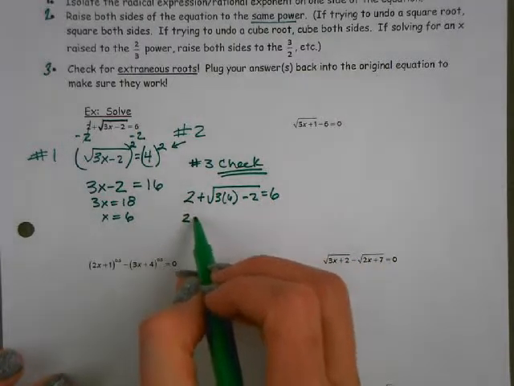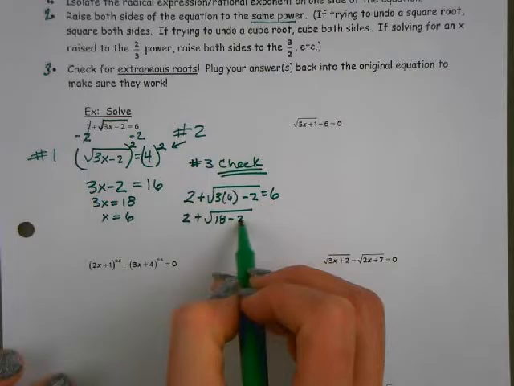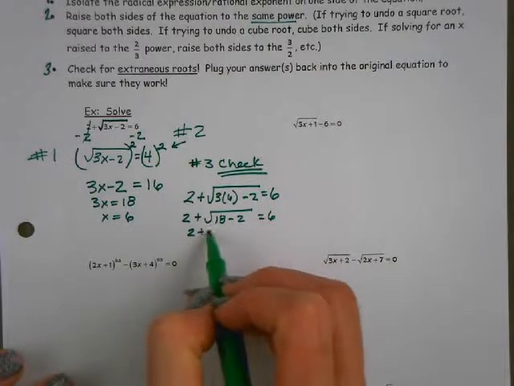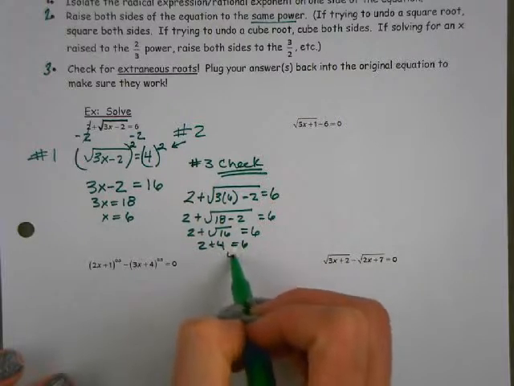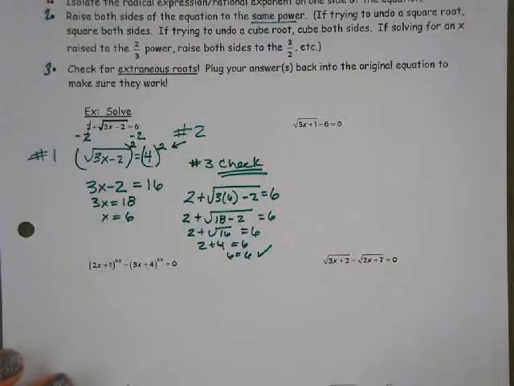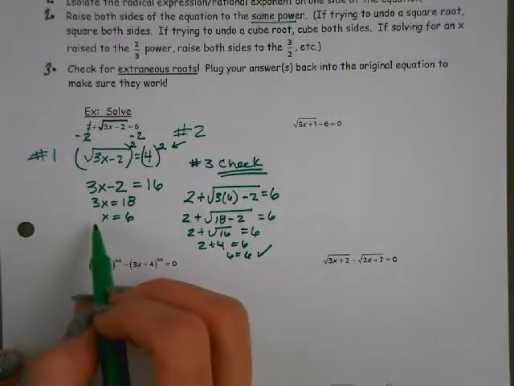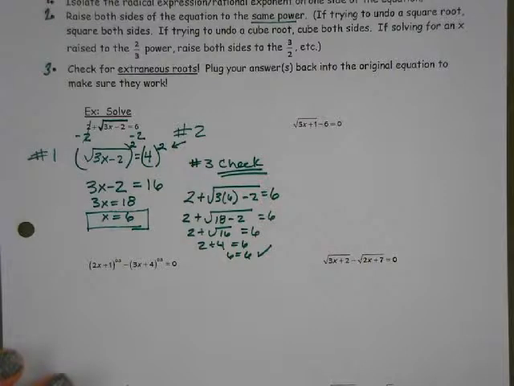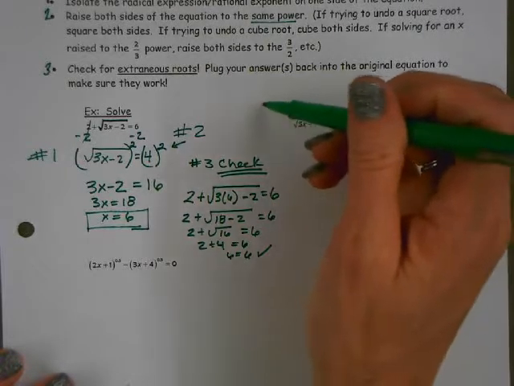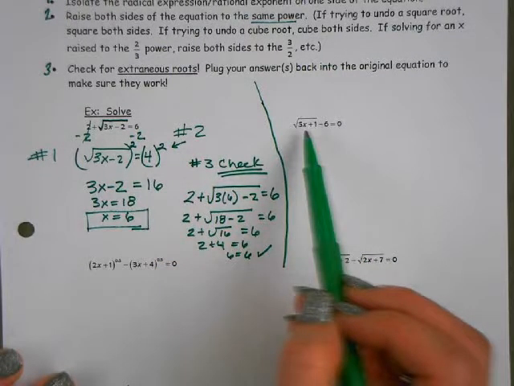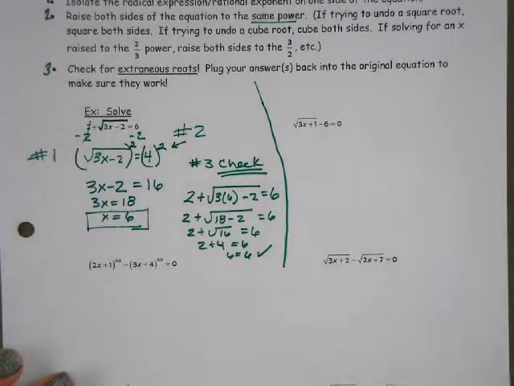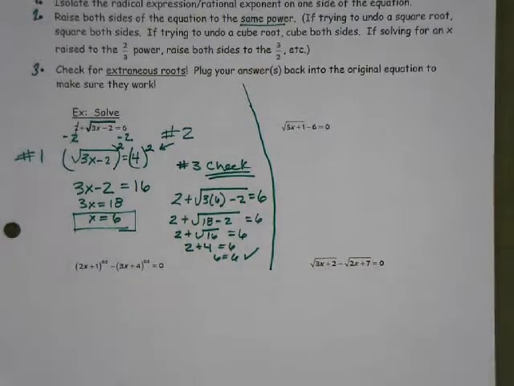Okay? So now to solve, so I have 2 plus the square root of 18 minus 2 equals 6. I have 2 plus the square root of 16 equals 6. And so it's 2 plus 4 equals 6, 6 equals 6. Therefore, that is a solution. Okay? So that is a solution. That is your answer. Okay? Questions on that? Alright, so let's look at this next problem here, and I'm going to have you guys try solving this equation here using your 1, 2, and 3 steps. Okay? So I'm going to have you guys try that on your own.